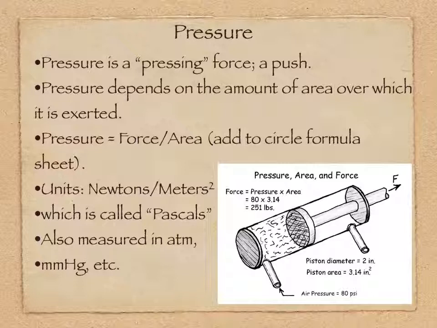So pressure is also measured in pounds per square inch, or atmospheres. Remember that in Chapter 3 we talked about the force of the air column above every square inch on our body. We said that it's equal to 14.7 pounds per square inch. And so it's also measured in atmospheres. It's also measured in millimeters of mercury. That's another measure of pressure.